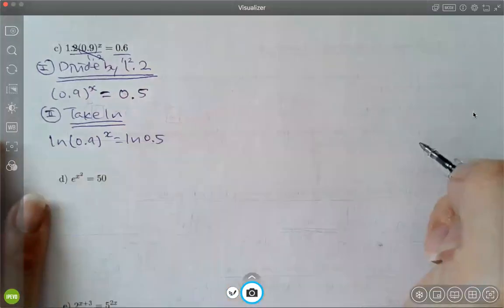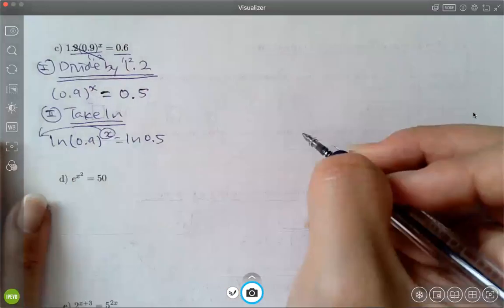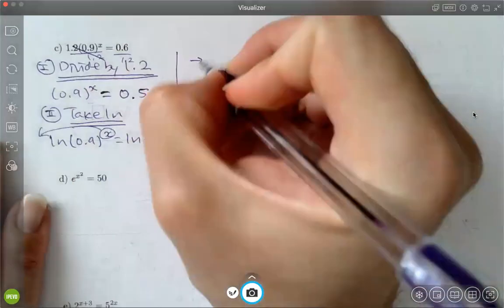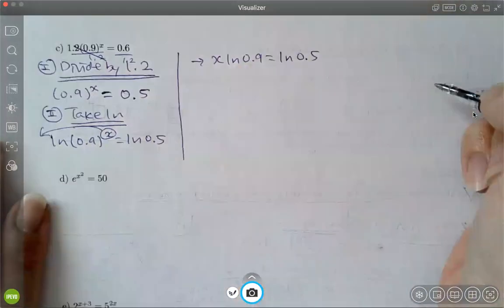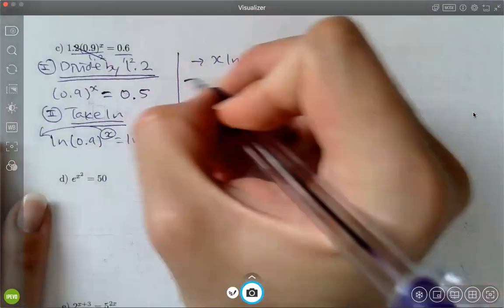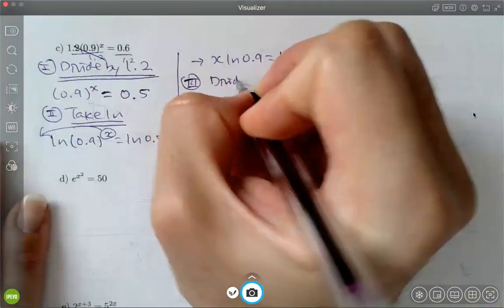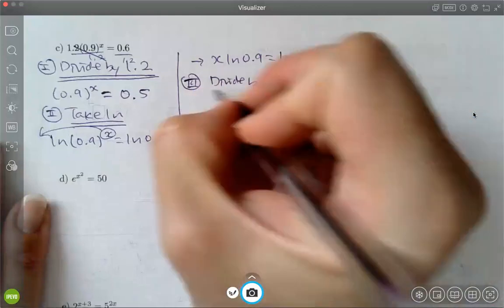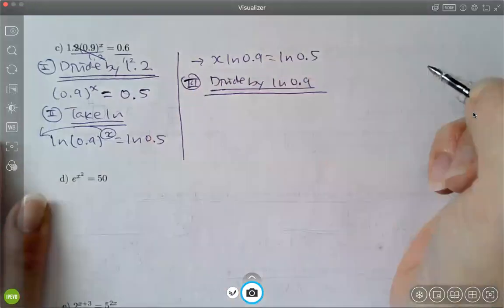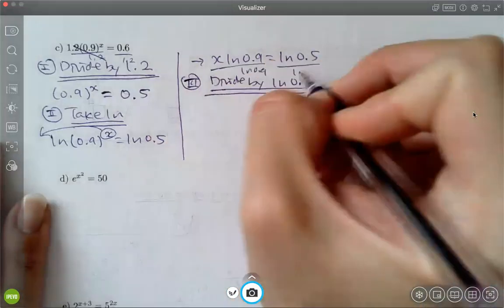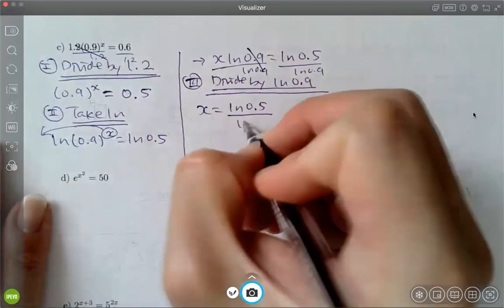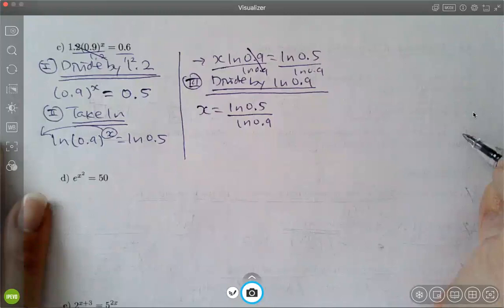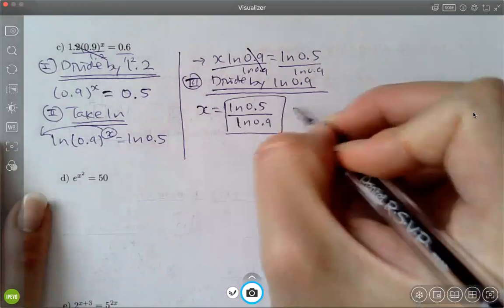And what does that mean? Bring down the exponent. So you have x ln 0.9 is equal to ln 0.5. And then what do you do? Divide by ln 0.9. So what do you get? X is equal to ln 0.5 over ln 0.9. Okay, and that is the exact form, right? Remember that from part A?